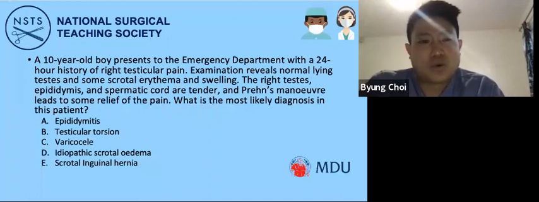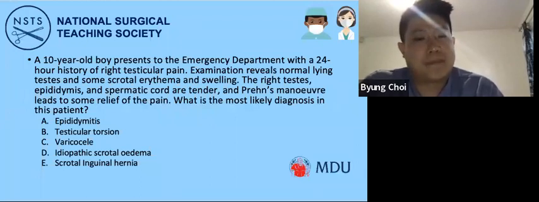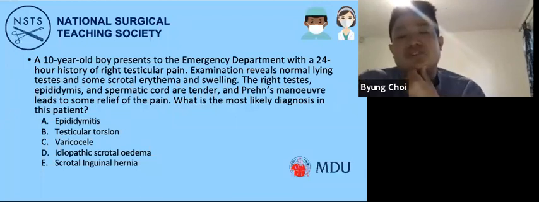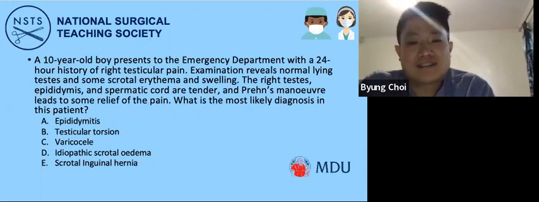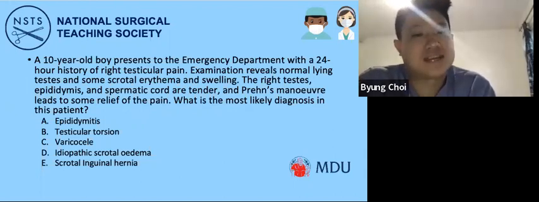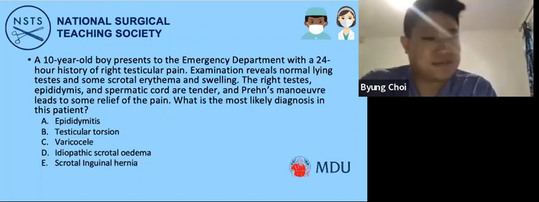A 10-year-old boy presents to A&E with a 24-hour history of right testicular pain. Examination reveals normal lying testes and some scrotal erythema and swelling. The right testis, epididymis and spermatic cord are tender, and Prehn's maneuver leads to some relief of the pain. What is the most likely diagnosis in this patient?